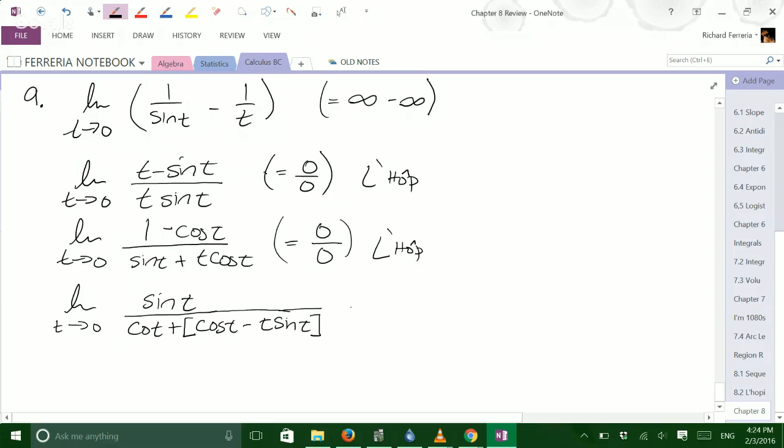And now let's check, is this indeterminate? It's a 0 in the numerator, but it's 2 in the denominator. Not indeterminate, the limit is 0.